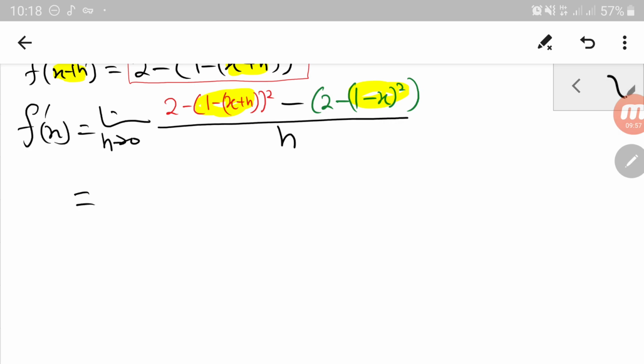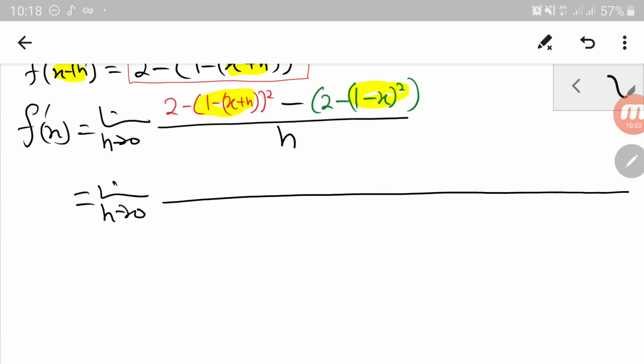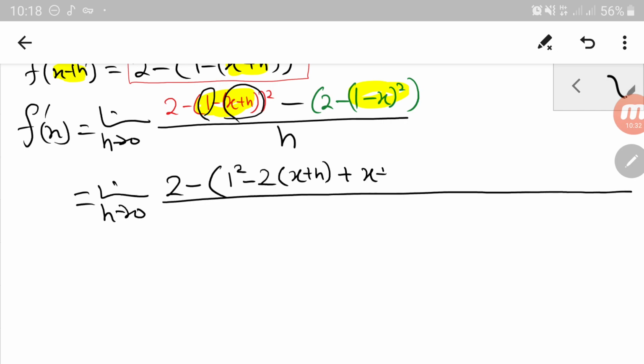I thought of pausing the video and then right away doing the expansion, but I don't want to, later it will confuse you all. So 2 minus, this one bracket. For the first red bracket there, we have two items: we have 1 and we have x plus h. So we expand them one by one. So 1 squared minus 2 times x plus h plus x plus h squared, and then close the bracket.